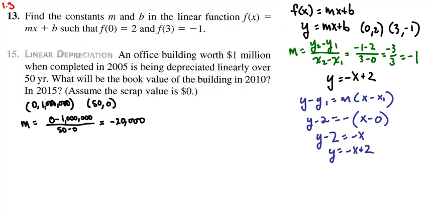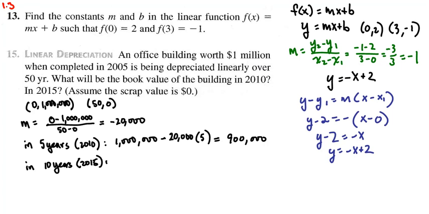Well, we started in 2005, and 2010 will be 5 years later. We started with $1 million. We subtracted $20,000 a year for 5 years, which is $100,000, and we end up with $900,000. In 10 years, 2015, we had $1 million minus 20,000 times 10, and that's $800,000.